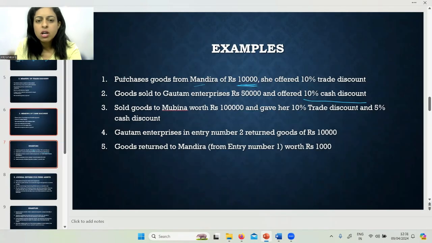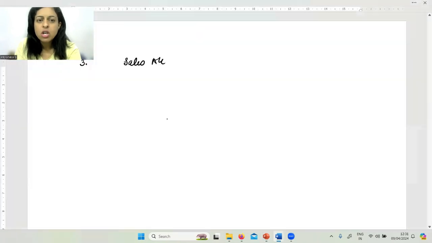Then the second account that we have: we are selling goods to whom? To Mubina, right? But at the same time, you also see that there is a cash discount given. So obviously this entire amount, whatever was due from Mubina, is going to be received. So there won't be any Mubina account here because there is a cash discount. Cash discount denotes that you have received the payment.